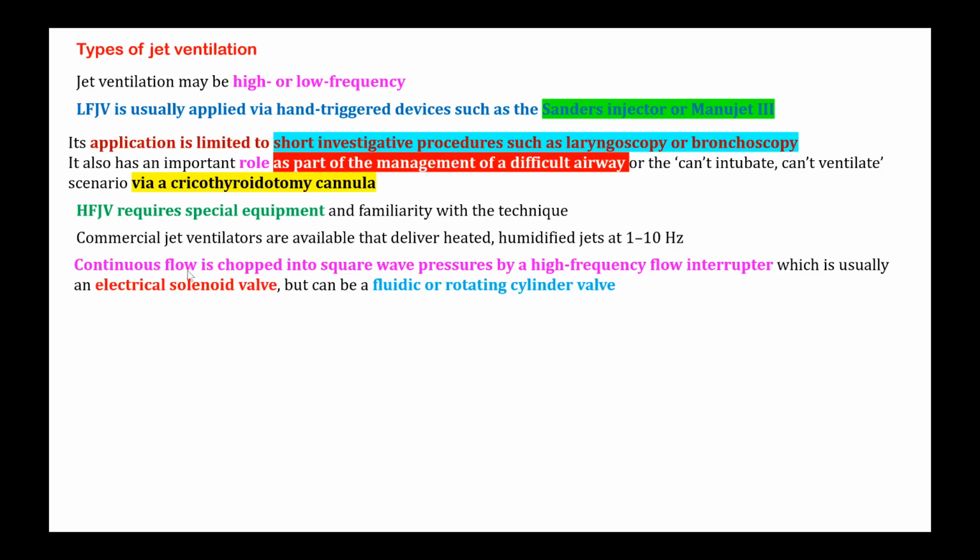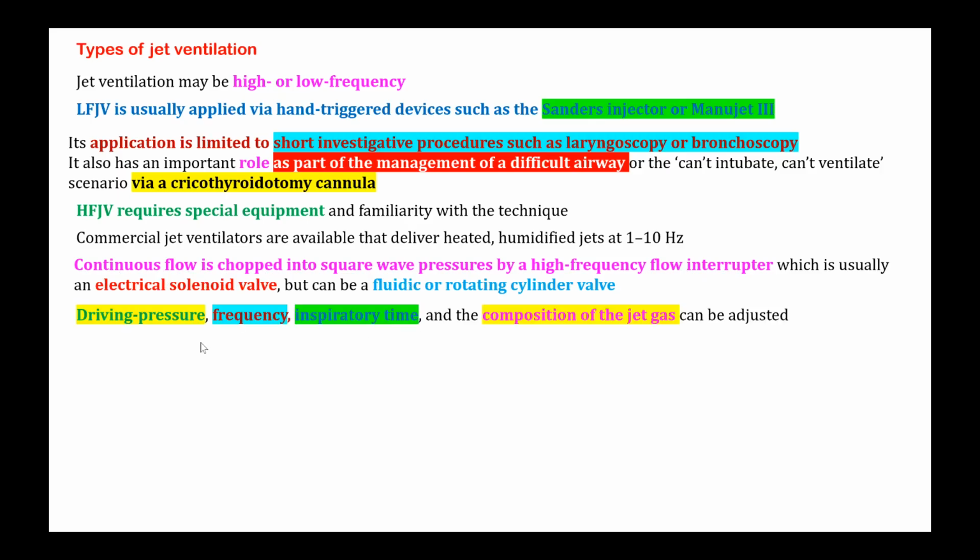What is a solenoid valve? You don't have an idea? Again, another homework. And the fluidic rotating cylinder valve. So this is another homework you can take. What is the fluidic principle?